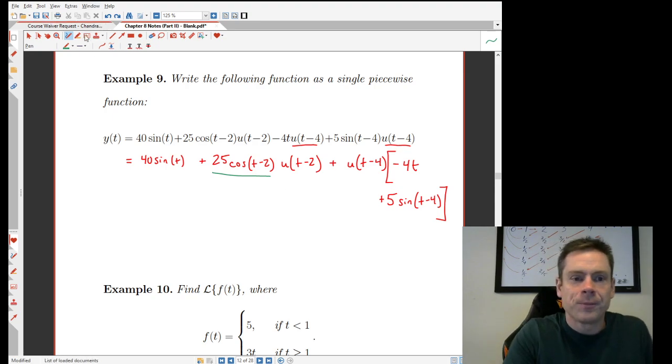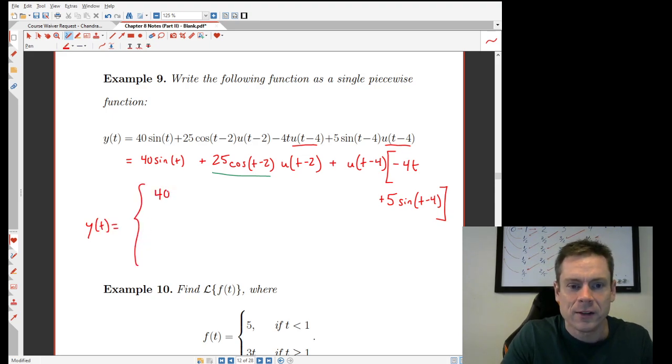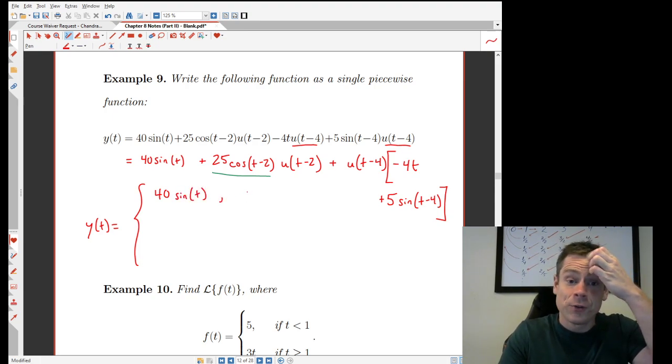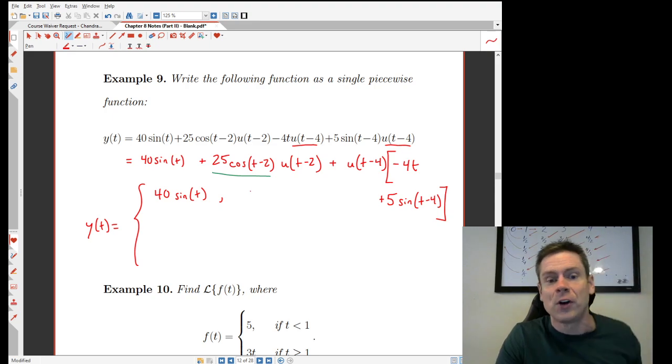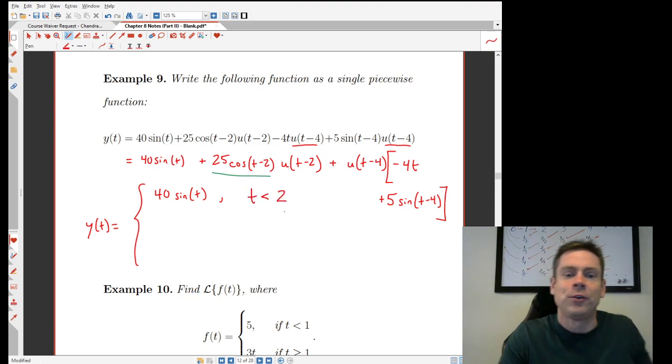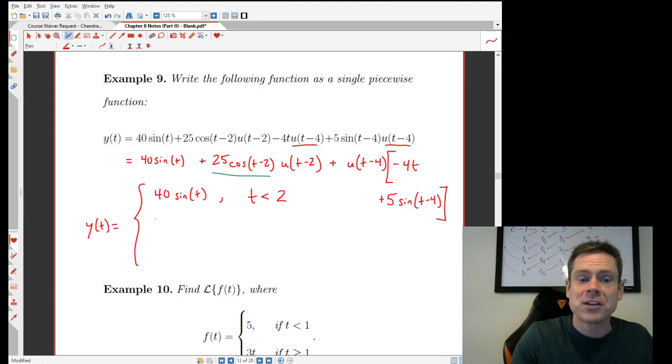Okay, so at this point, we can go forward and say, we have y of t equals, writing everything down, 40 sine of t, and that's true for all t up until 2. But at 2, something changes. I add this second piece to it. So 40 sine of t plus 25 cos of t minus 2.